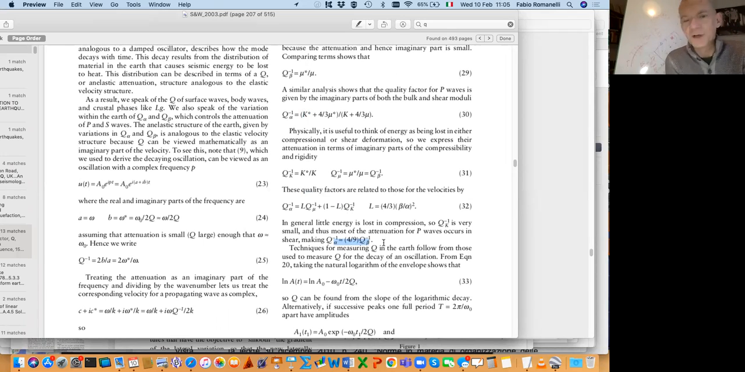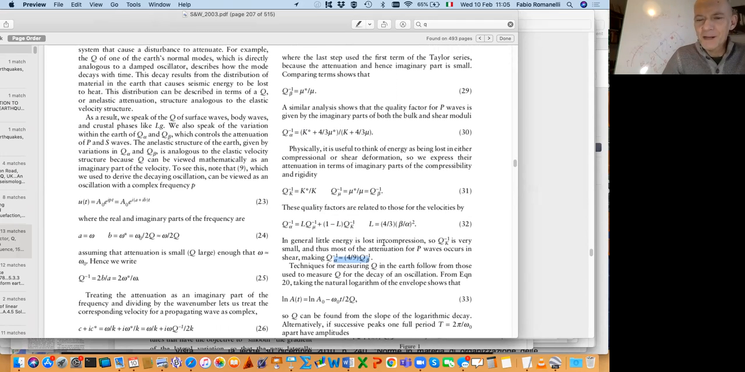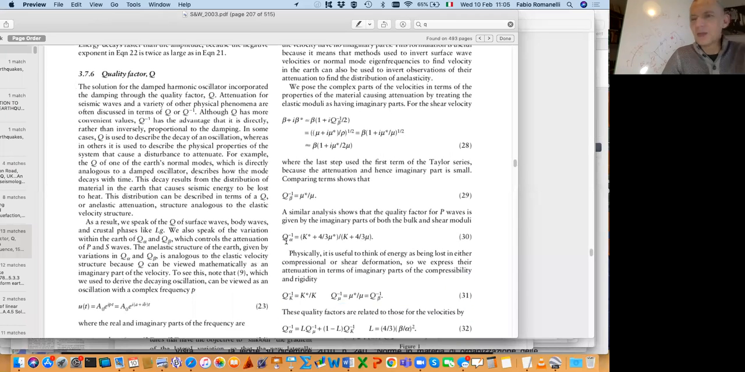So I did your homework. Nice. So the answer is here. And the approximation to obtain that simple version of the formula is here. In general, little energy is lost in compression. Q_K is small, and so Q alpha is 9/4 Q beta. Well done. Have I answered you? So the answer is at page 192.